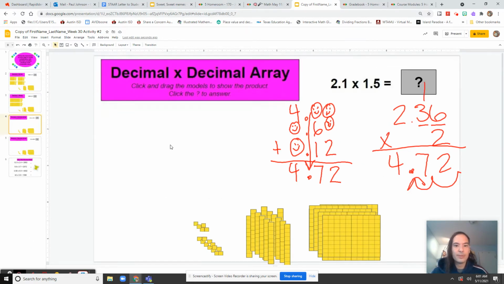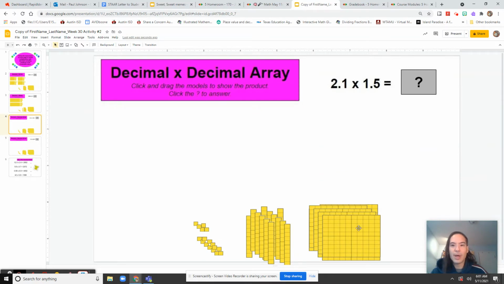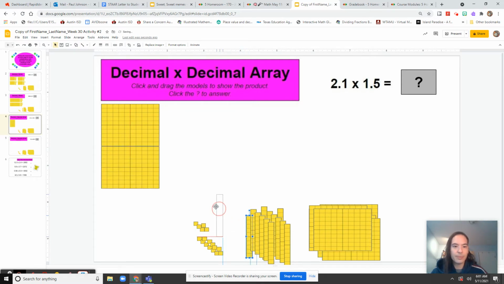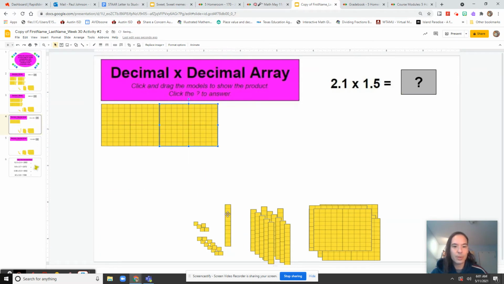Moving on. All right, so in these next two, this one's going to be interesting. We're going to do 2 and 1/10 times 1 and 5/10. This is one of those ones that was a little bit funky. What we're going to do first is make 2 and 1/10 in one group. Actually, let me do it like this. All right, and there's 2 and 1/10.